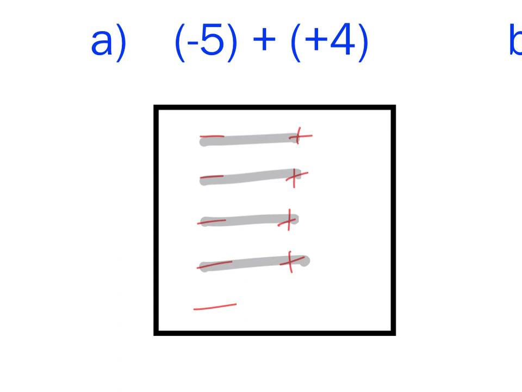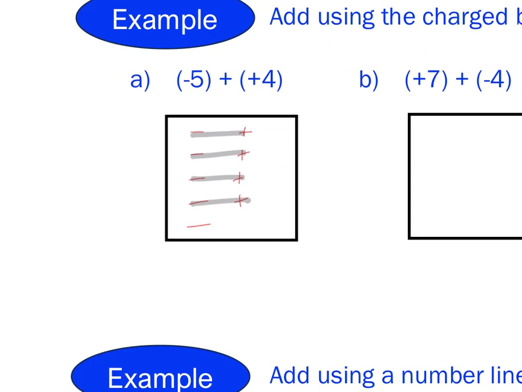What are we left with? -1, and that is our answer. Okay? And that's how we do it. We look for pairs, if there are pairs, and then we see what's left over at the end.